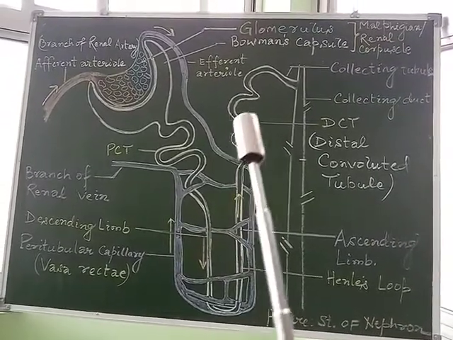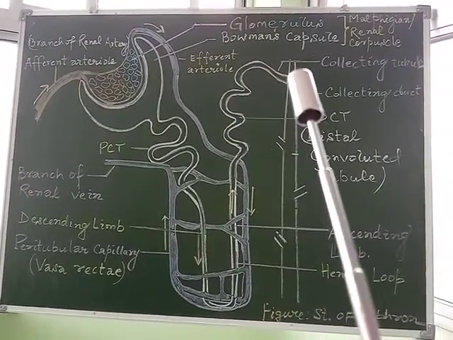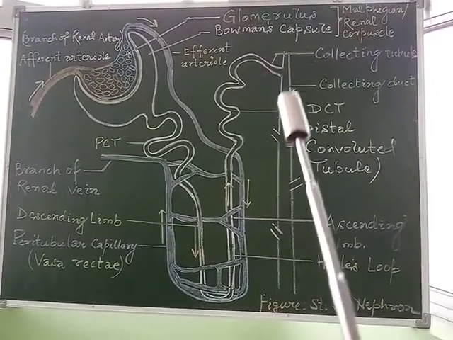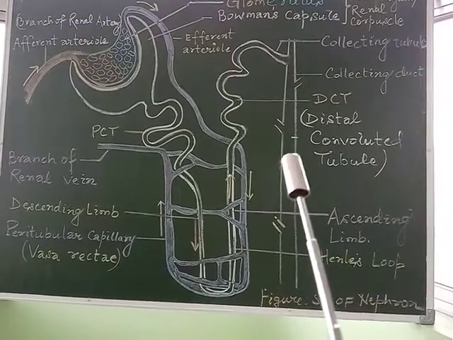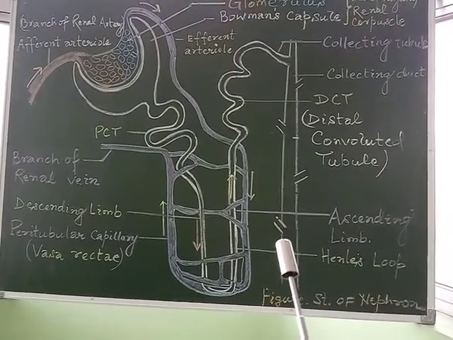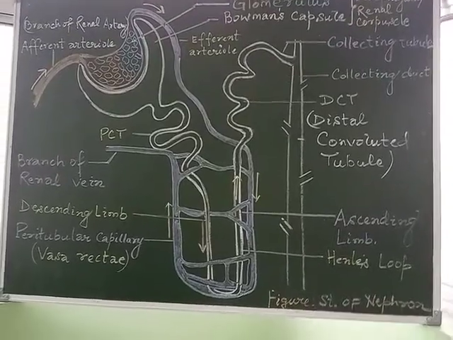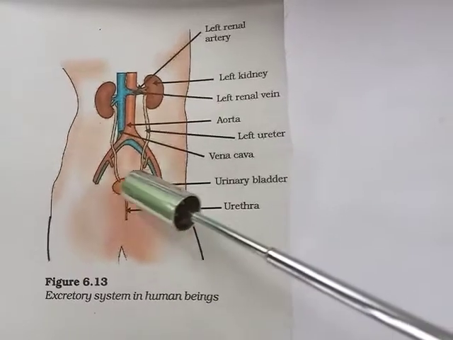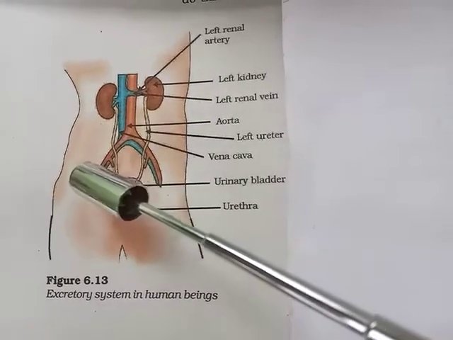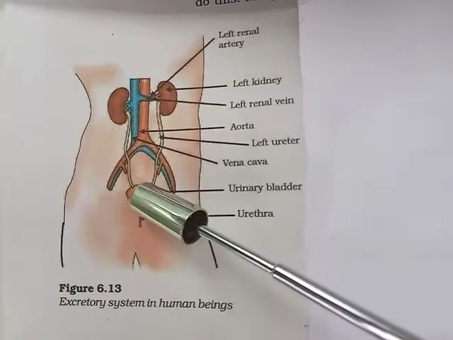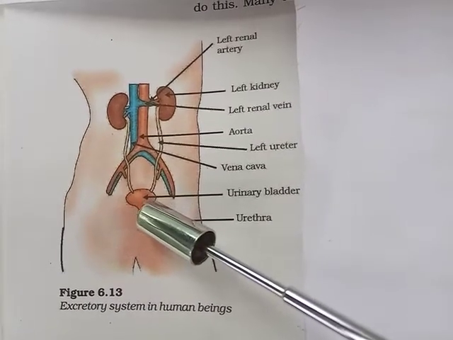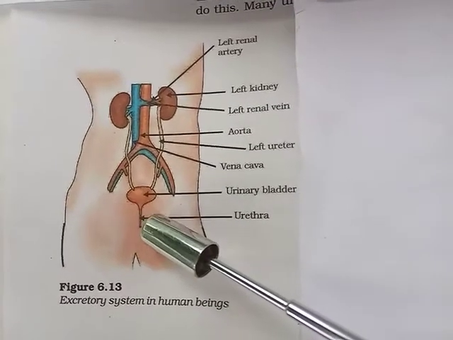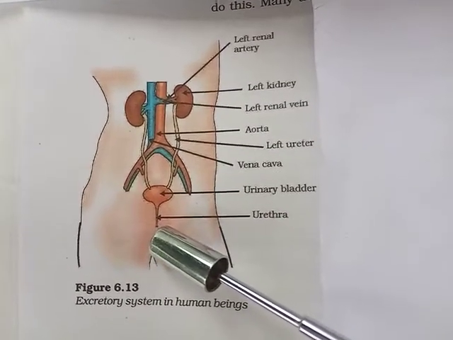So after all, the urine thus formed is collected within the collecting duct with the help of the collecting tubule, and finally the collecting ducts of all the nephrons unite together to form the ureter. Thus the ureter from each of the kidneys joins to the urinary bladder where the urine is stored, and from time to time it is released out through the urethra.